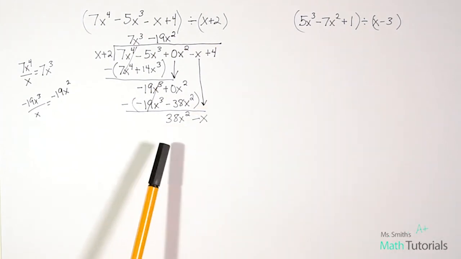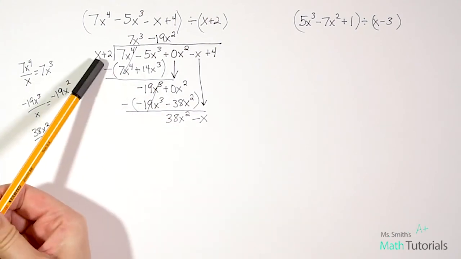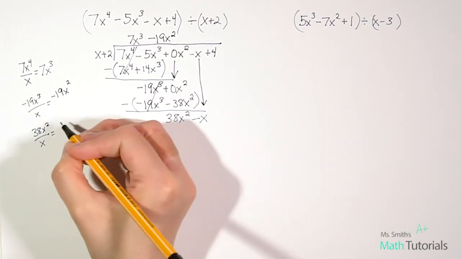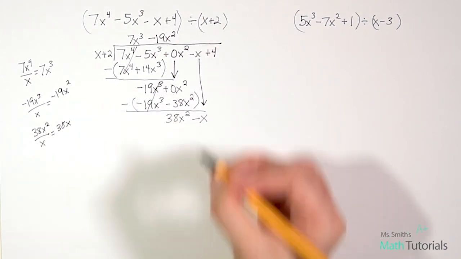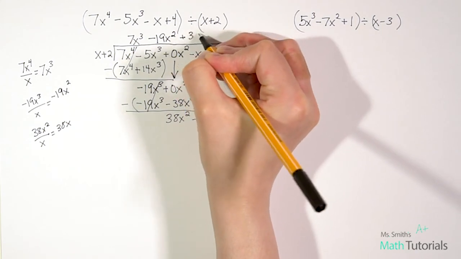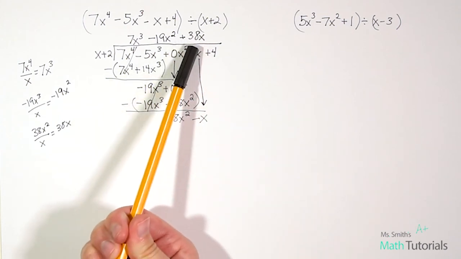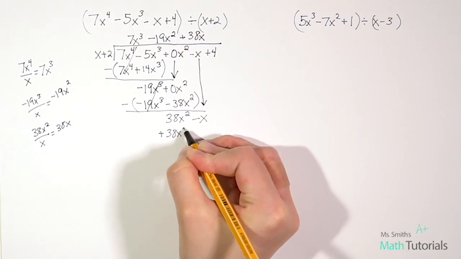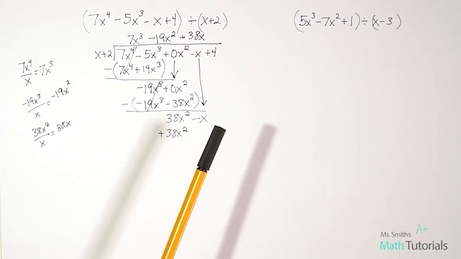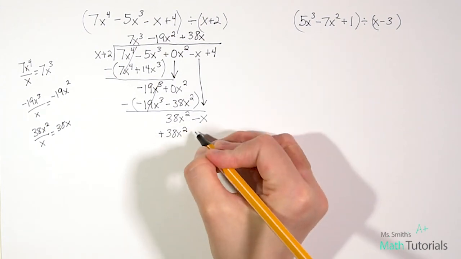We start the process over again. So we've got a 38x squared divided by x. And that would give us a 38x, right? 2 minus 1 is just 1. So we have a positive 38x, and we'll multiply it out. So positive 38x times x is positive 38x squared. And then we have our 38x times 2, which would actually give us a 76. So that's a positive 76x.